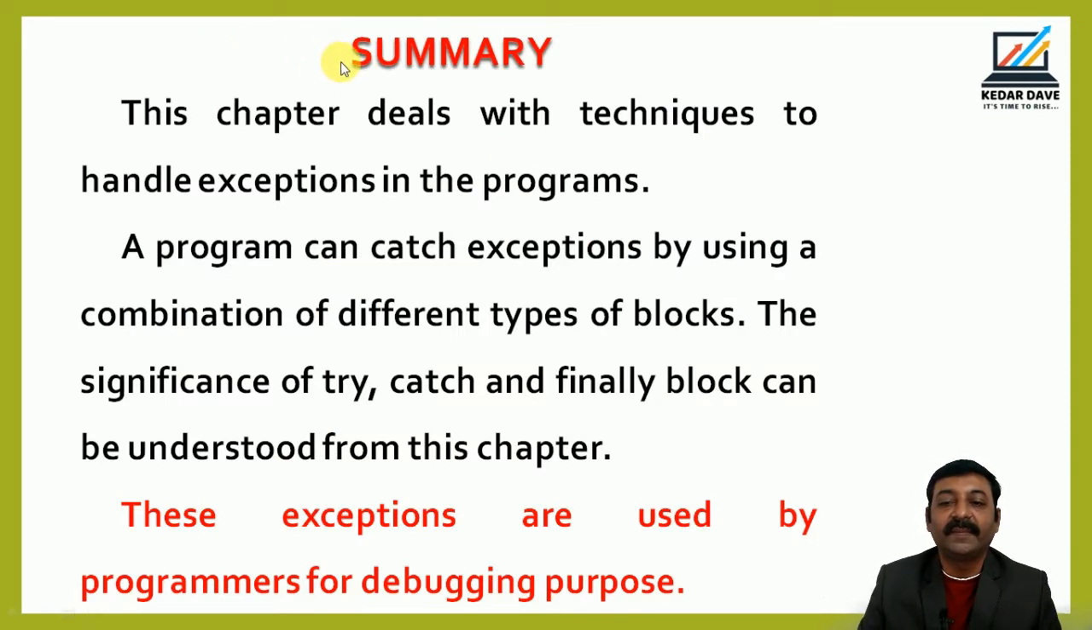So what is in this chapter? I will give you a summary of this chapter. First, this chapter deals with techniques to handle different types of exceptions in Java programming. The program can catch exceptions by using a combination of different types of blocks. The significance of try, catch, and finally blocks can be understood from this chapter. These exceptions are used by Java programmers for different debugging purposes.